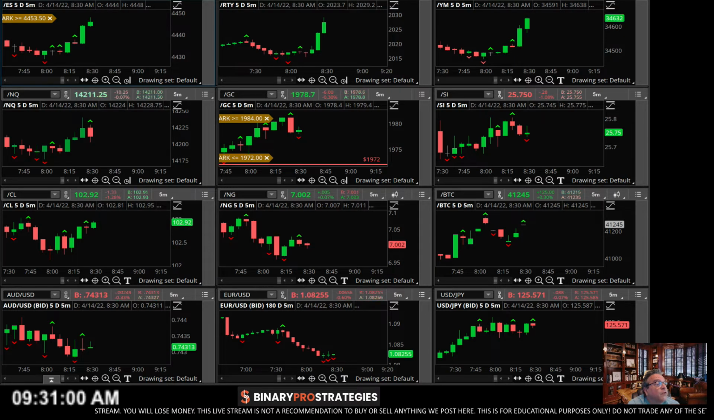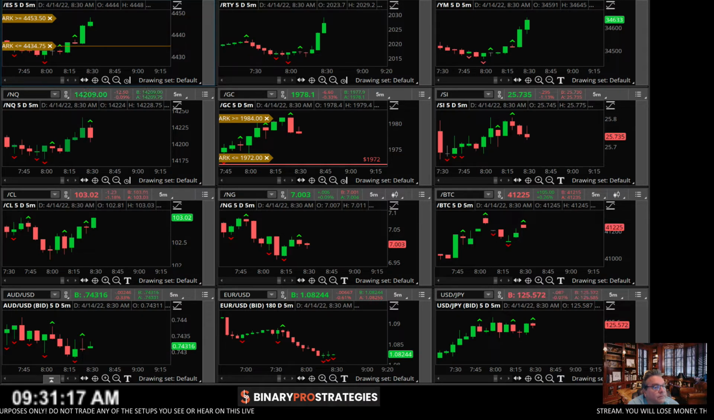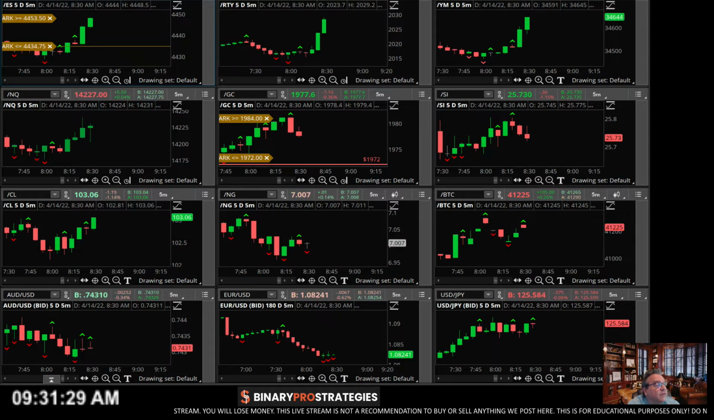And if we need to reverse, we're going to reverse at 44.34.75. That is going to be the reversal. Once again, if we don't hit target and we get a reversal, we go in the other direction, at which point I will provide you with a new profit target. So we're long the ES, trying to hit 44.53 and a half.